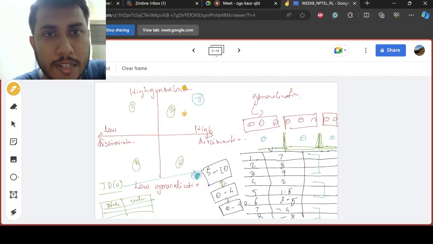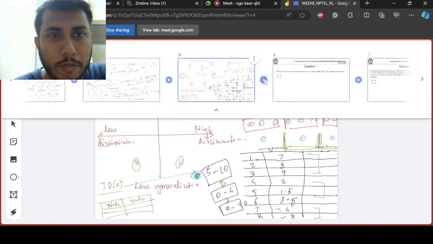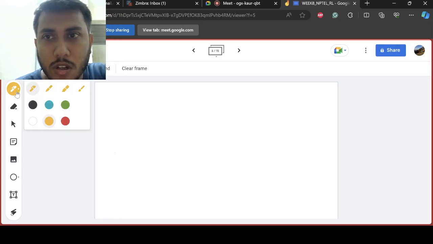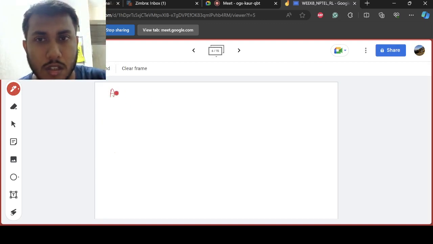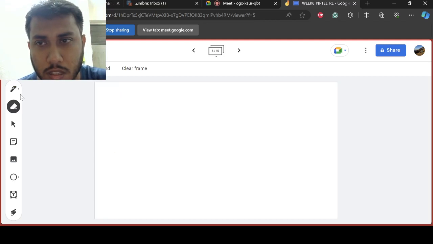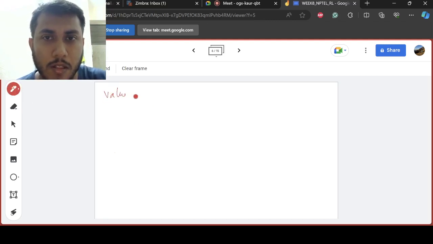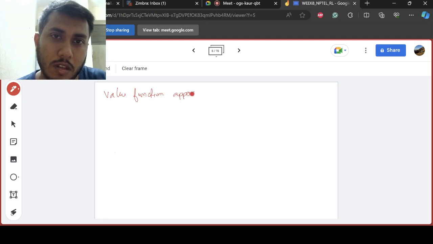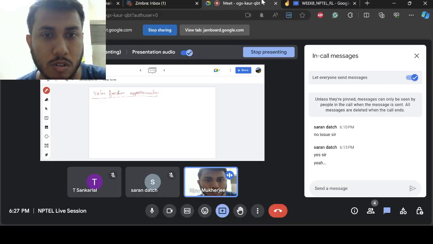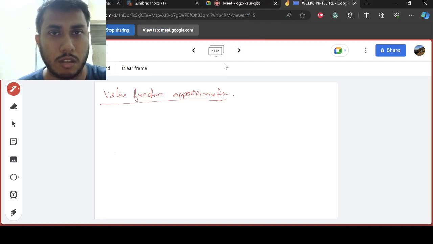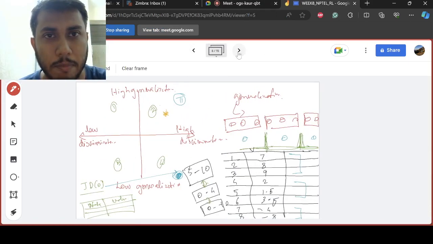Okay, so let's come to the approach. What we will try to do now is something called approximation, or let's say we call it value function approximation. What we typically were trying to do in this concept of generalization and discrimination, one approach is your value function approximation.